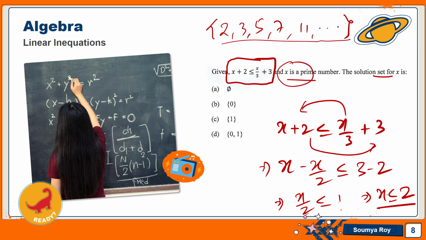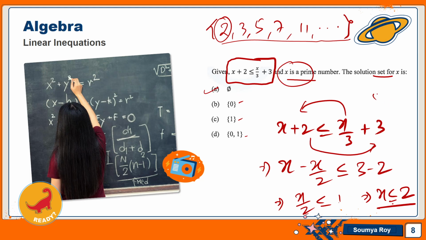So see, x less than or equal to 2 means it will be less than or equal to, which means we can take only one value, that is 2. Actually, you see, we are not getting anything here. 0 and 1 are not prime numbers. The one option which we are getting is the null set, because here the answer is not matching.